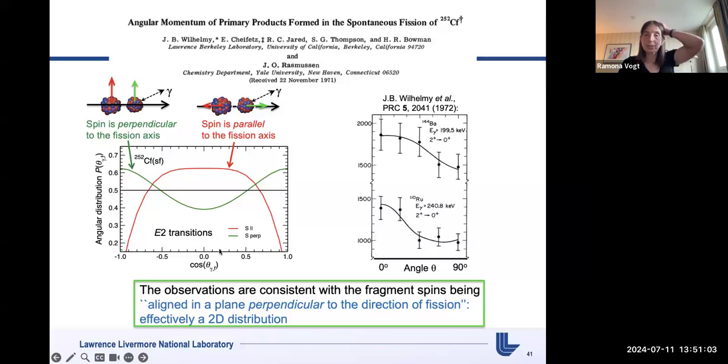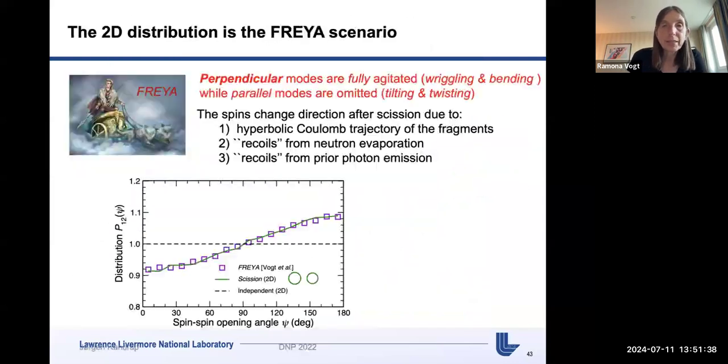This is the angle. This is the cosine of the angle, so it's a little bit different. But the green curve is what you get when the spins are perpendicular to the fission axis, while if they're parallel to the fission axis, like in twisting, then you get the red curve. And the observations are consistent with fragment spins being aligned in a plane perpendicular to the fission direction. So that's effectively like a two-dimensional distribution. Yes, there's a third dimension, but it's less important, maybe.